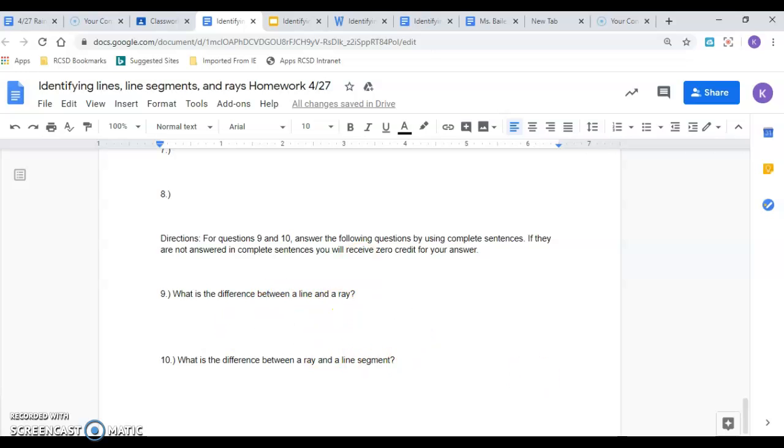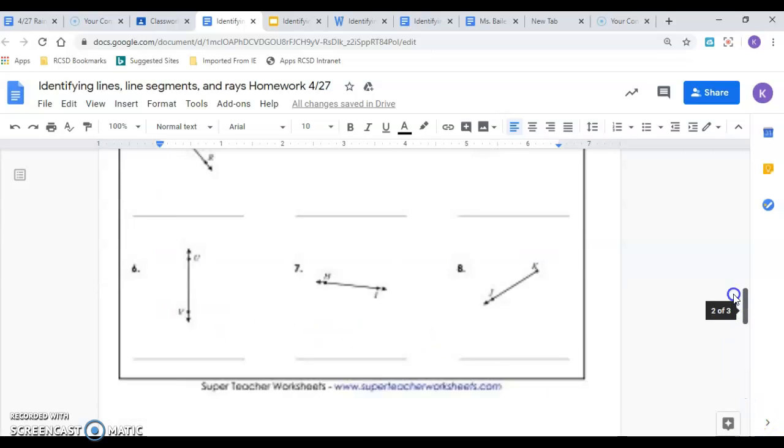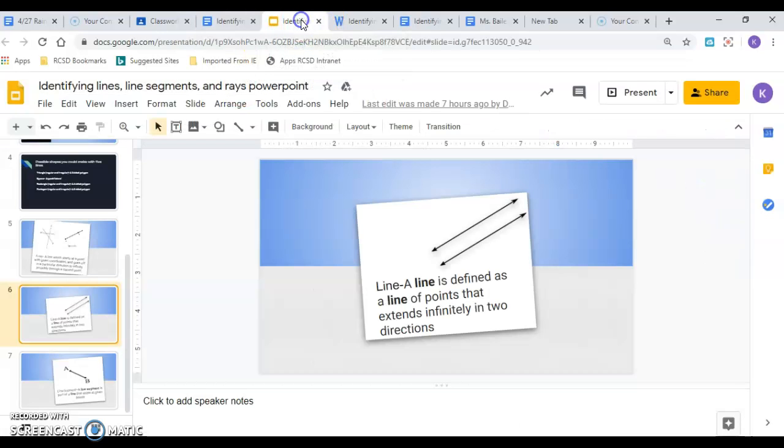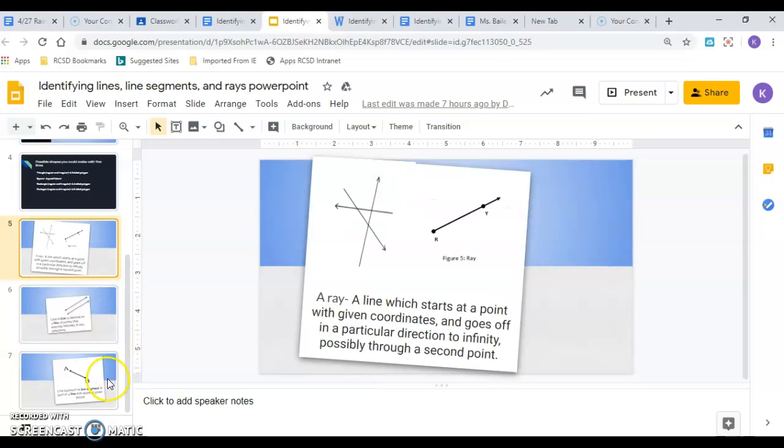Again, if you get confused, he has the definitions up here at the top. Mr. Jackson was really kind and gave those to you, or you could look back at the slides that he has posted, if you want to see the pictures.